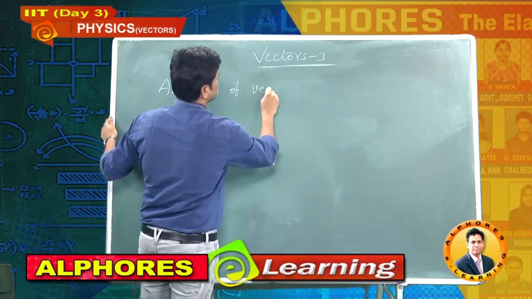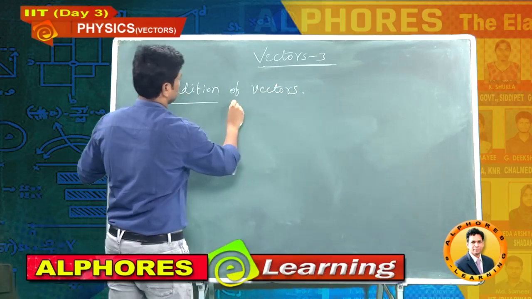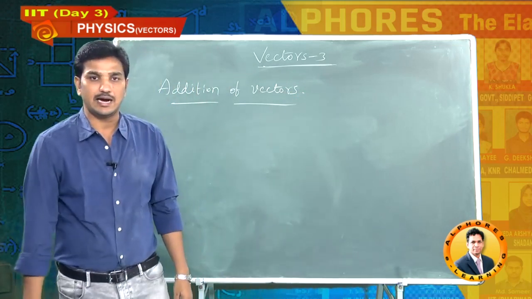Addition of vectors. How can we add two vectors?